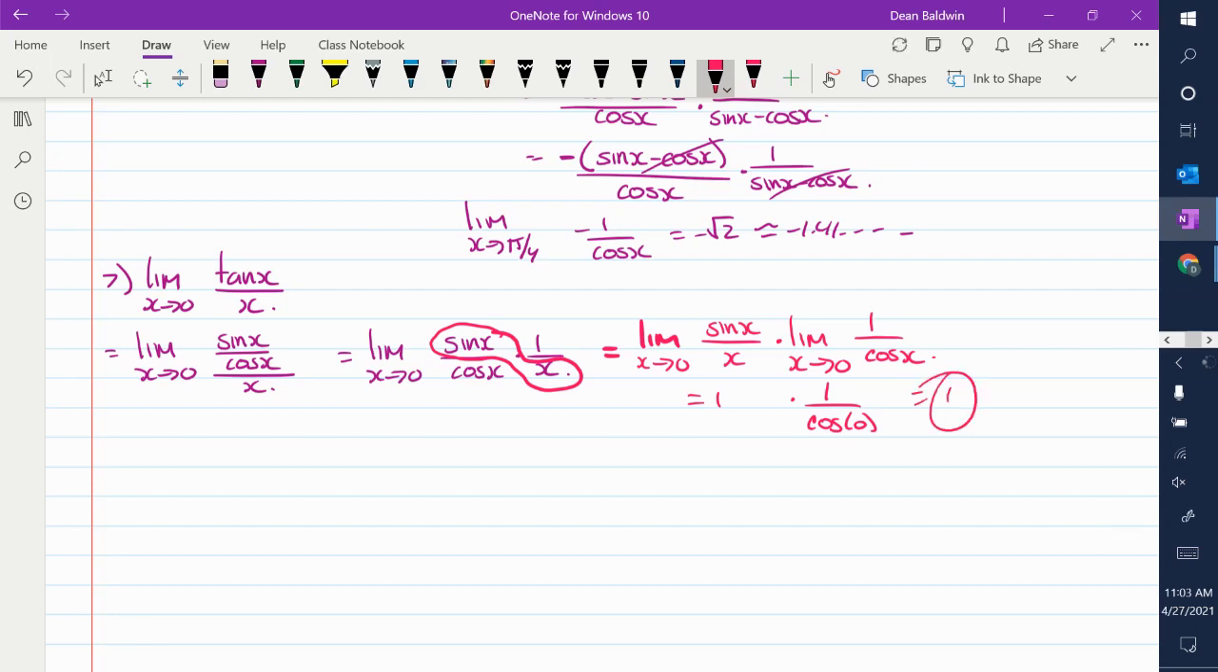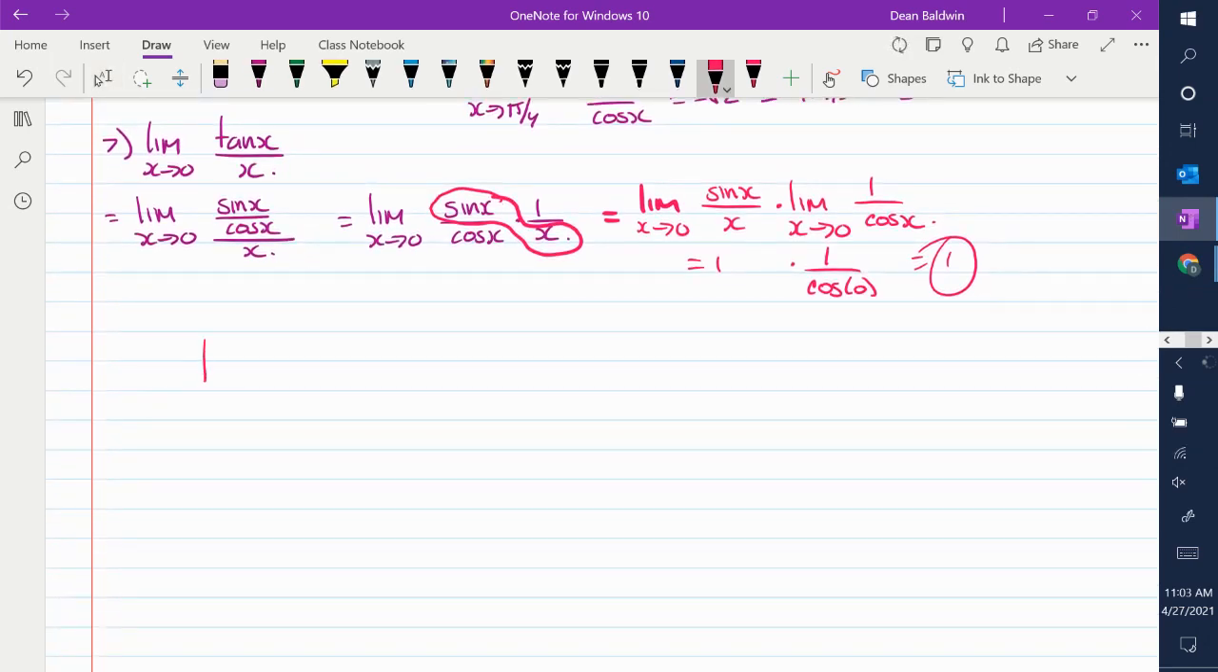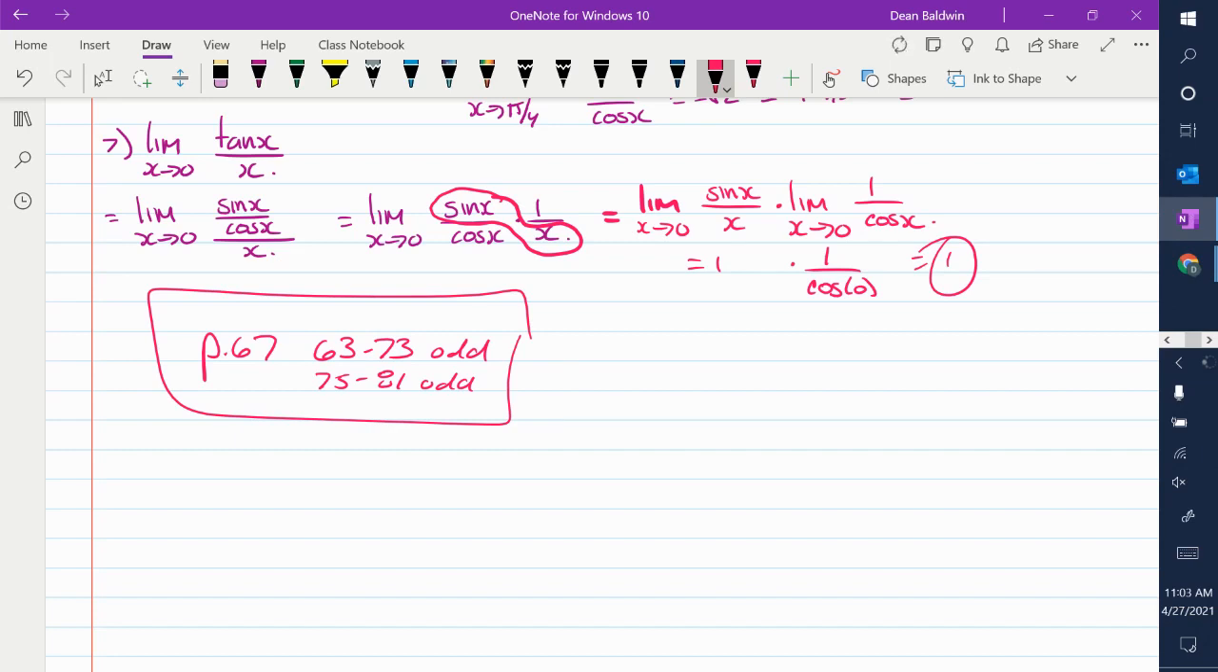All right. Practice questions. I think I've melted your brain enough today. So page 67, 63 to 73 odd, 75 to 81 odd, please. So really 63 to 81 odd. That would have been a better way of saying that.